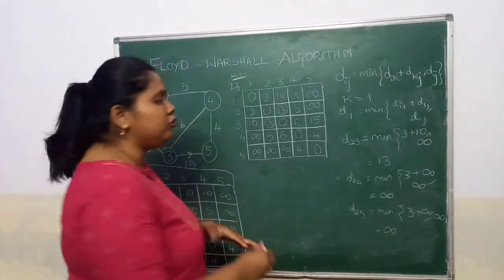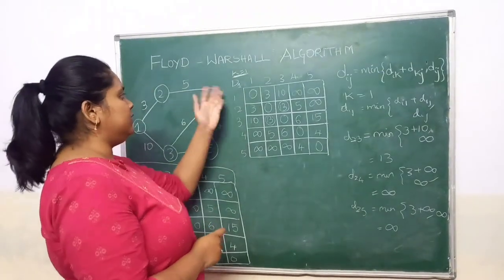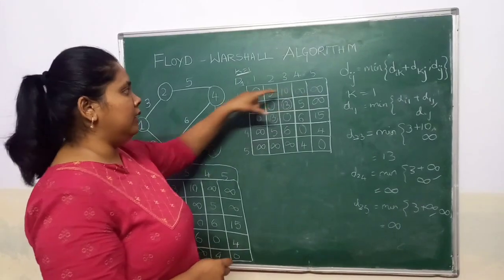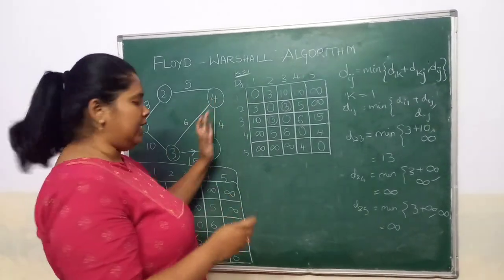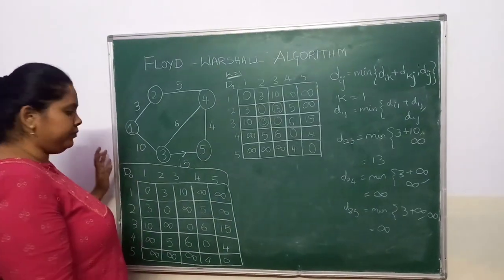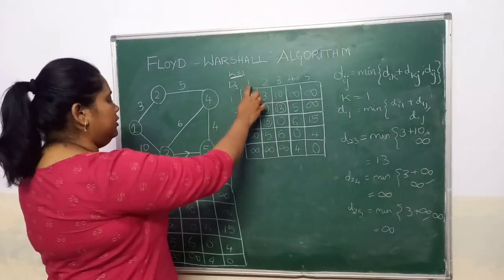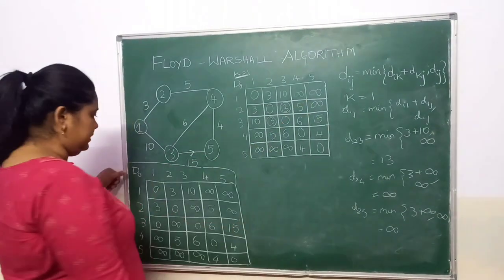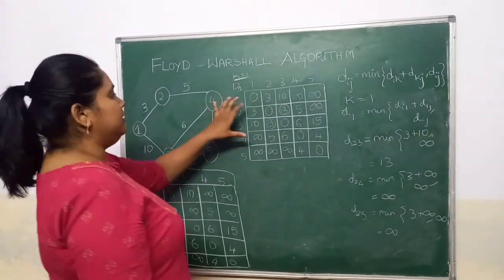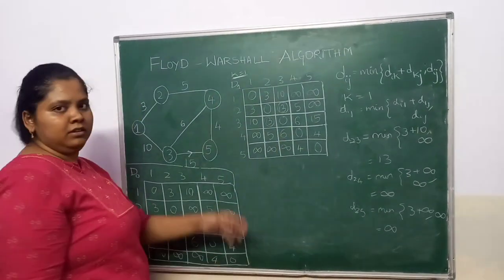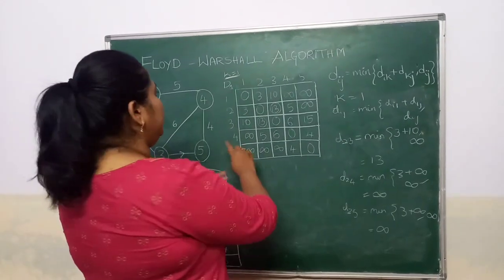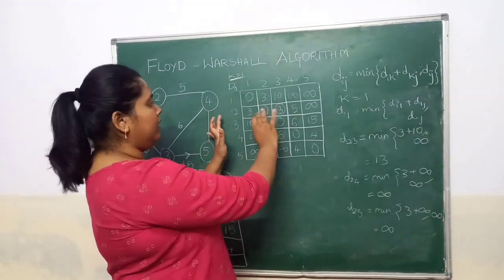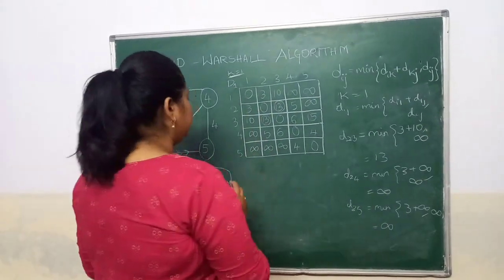There are a few rules to be followed. When doing the first iteration, k equals 1, so the pivot row and pivot column entries will be the same as the previous matrix. That is, the first row and first column will be filled the same as the previous D0. Next, the zeros will be entered the same. Then we'll start filling the others in the second row.